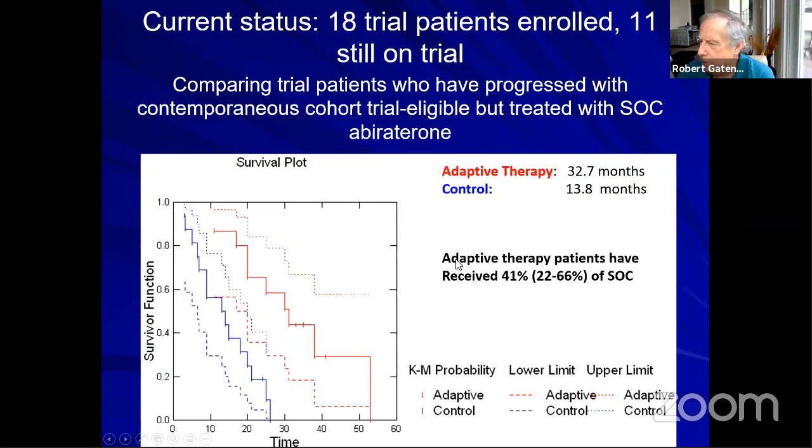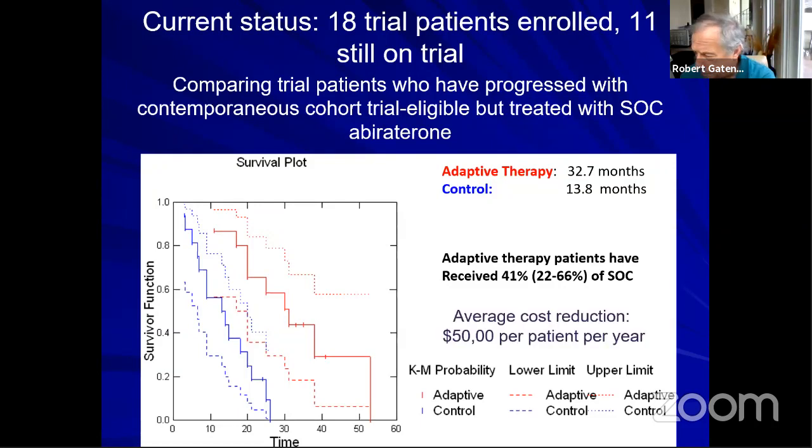The adaptive therapy patients received only about 40% of the amount of Abiraterone that they would have received had they been getting full doses. And that's important in part due to toxicity, although Abiraterone is not terribly toxic, but it is important in terms of cost, because Abiraterone therapy, at least in the United States, typically costs about $6,000 a month. So it was tremendous cost savings. And in fact, this was analyzed, and it was found that on average, there was a $50,000 per patient per year cost saving from this approach.